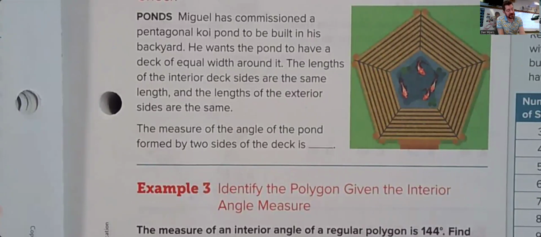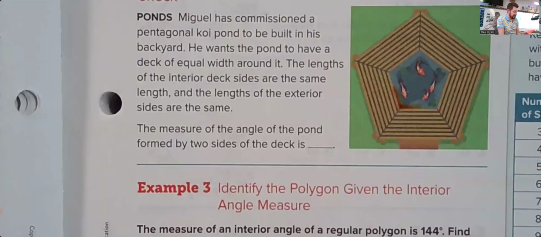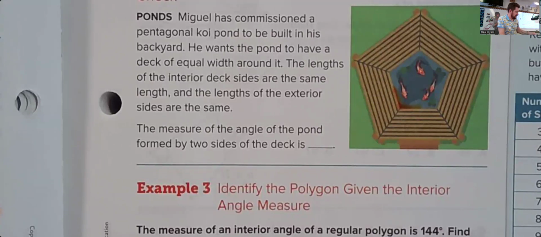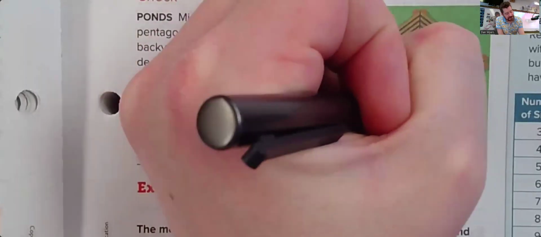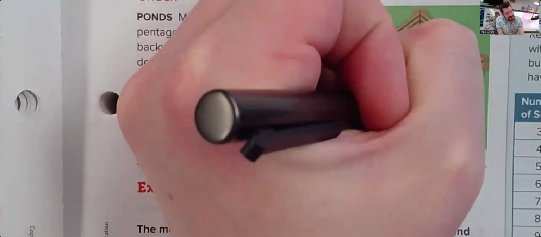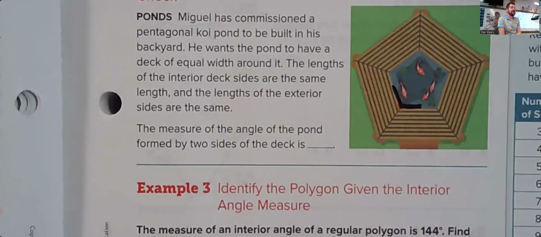Basically, 2 sides of the deck would be like here and here. I don't know how well you can see that, probably not very well. What would be a good color to show up there? It's all kind of dark. I'll just make a thicker black line. How about that? Just like that. So 2 sides forming an angle. How many degrees will it be? I want you to work that out.